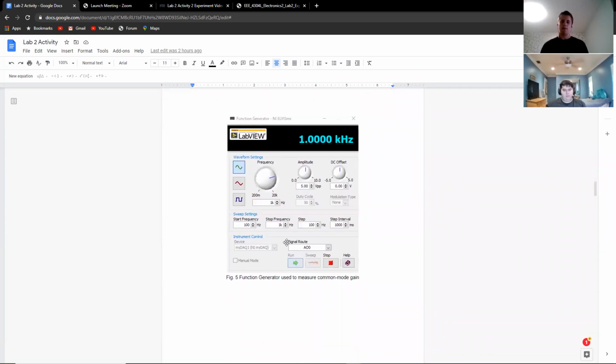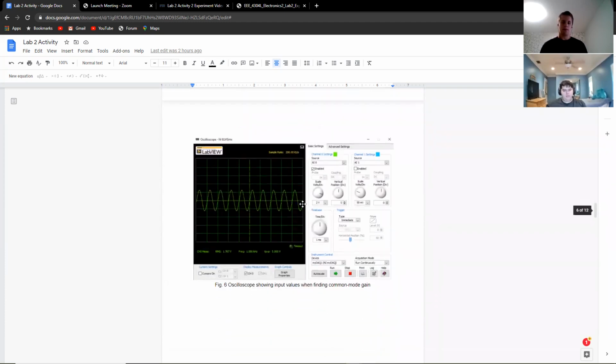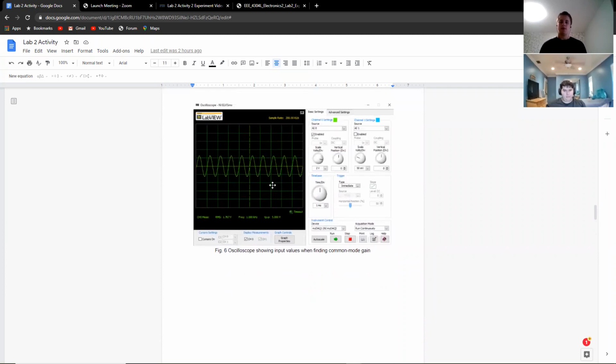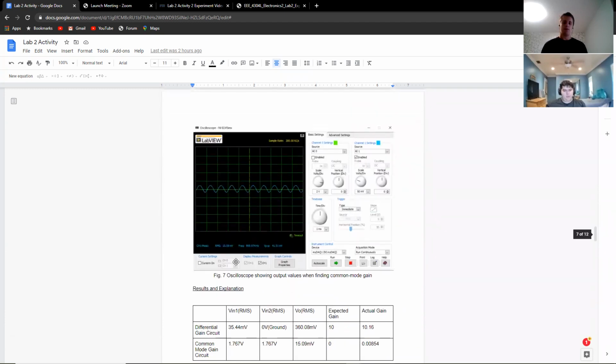Here was the common mode function generator we used. We applied 5 volts peak to peak to both VN1 and VN2. And this was the oscilloscope. I had to enable only the input and the output separately to better view it. Here we got an RMS value of 1.767 volts for the input, and the output was 15.09 millivolts.